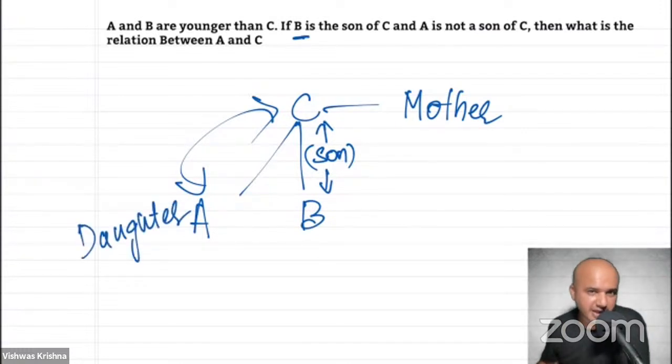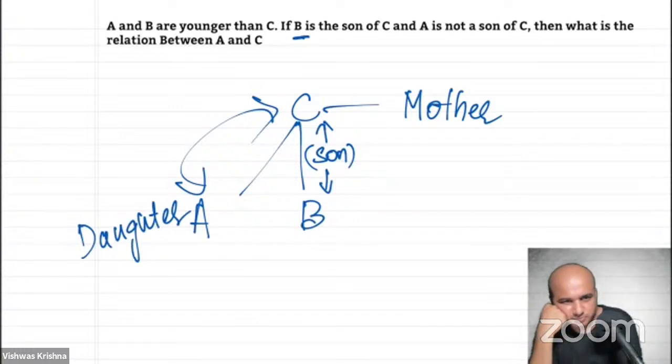C could be mother. Have they mentioned C's gender anywhere? They have not. So it could be mother and daughter. It could be father and daughter as well. So you will have to look at the options. Based on the options only, we can arrive at the right answer. Otherwise, strictly speaking, can't say. That should be the answer. I hope it is clear. Any doubts?